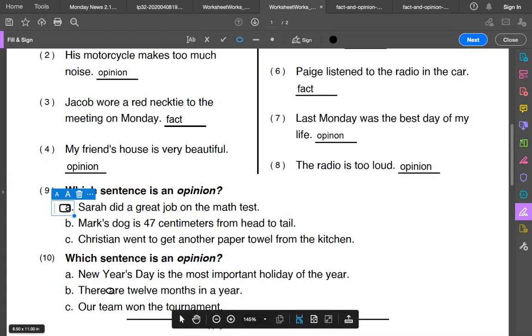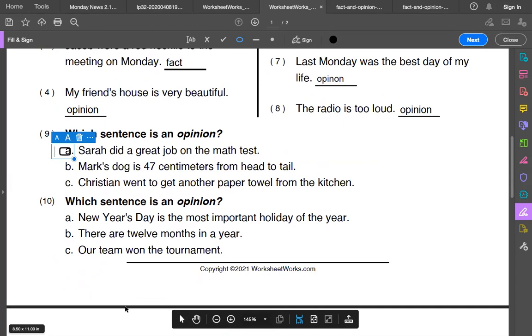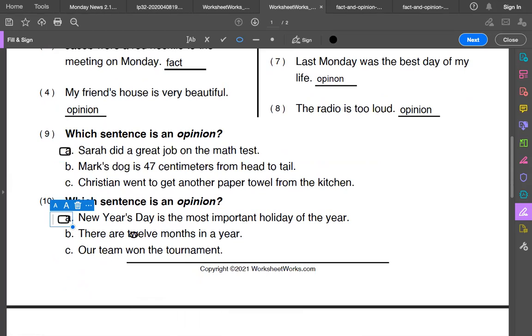Okay. Which sentence here? New Year's Day is the most important holiday of the year. And there are 12 months in the year, or our team won the tournament. A. A's going to be opinion because we can actually research that there are 12 months a year, and that if the team won, whether or not we can check that out, you can't prove that New Year's Day is the most important holiday of the year for every person, every ethnic group, every family.